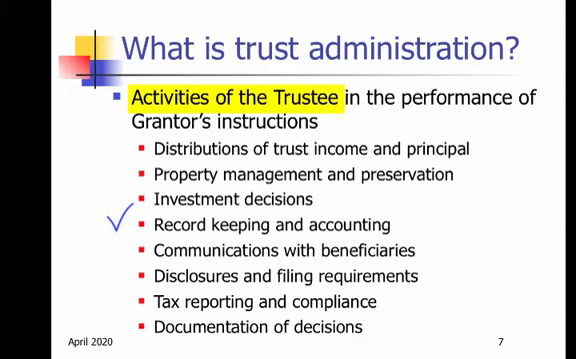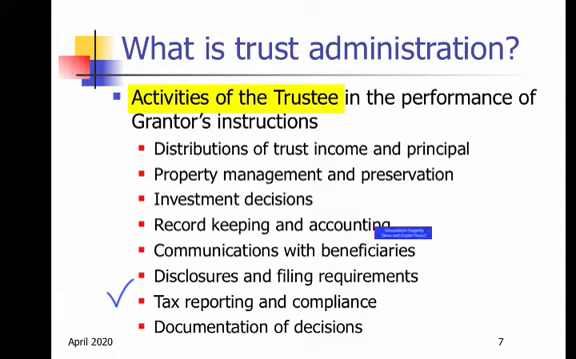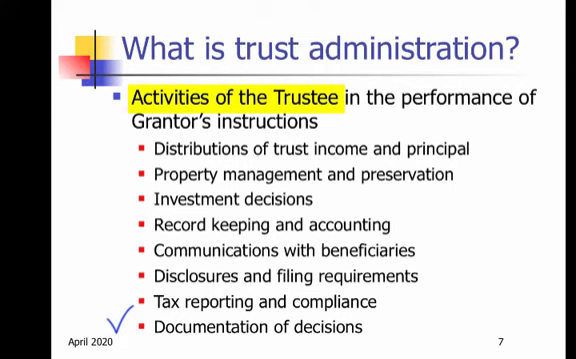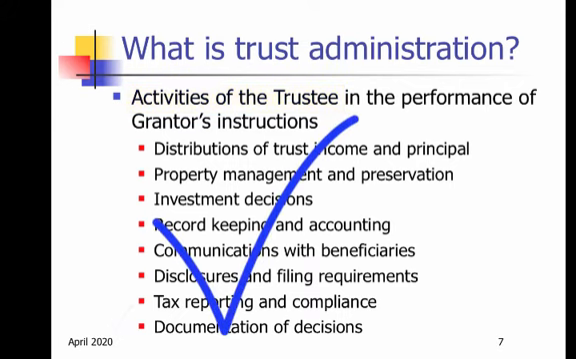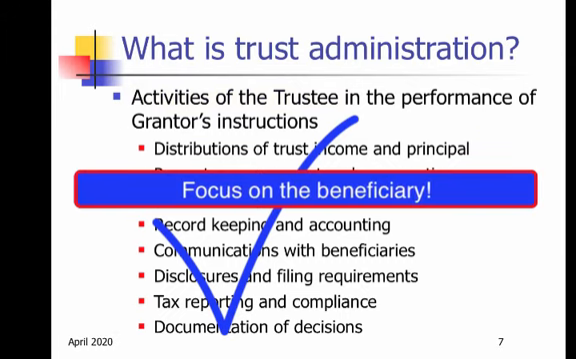The trustee must keep good records and account to the trust beneficiaries, and the trustee must communicate with the trust beneficiaries. The trustee often must satisfy certain disclosure and filing requirements and pay attention to tax reporting. This includes income tax returns at the federal and state level, and perhaps generation skipping taxes and estate taxes. And the trustee should be careful to document the decisions that he or she makes as trustee. And all this trust administration activity revolves around properly serving the interests of the beneficiaries.